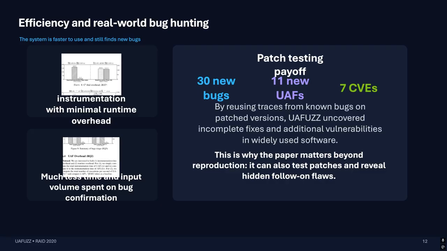The second is patch testing. This is another result the authors found, and it uses traces from known use after free bugs, and tests patched versions of the software. If a patch claims to fix a bug, they look into it and see if fuzzing still finds executions that resemble the original bug pattern. So this actually found quite a large amount of bugs, so this was a good strategy as well.